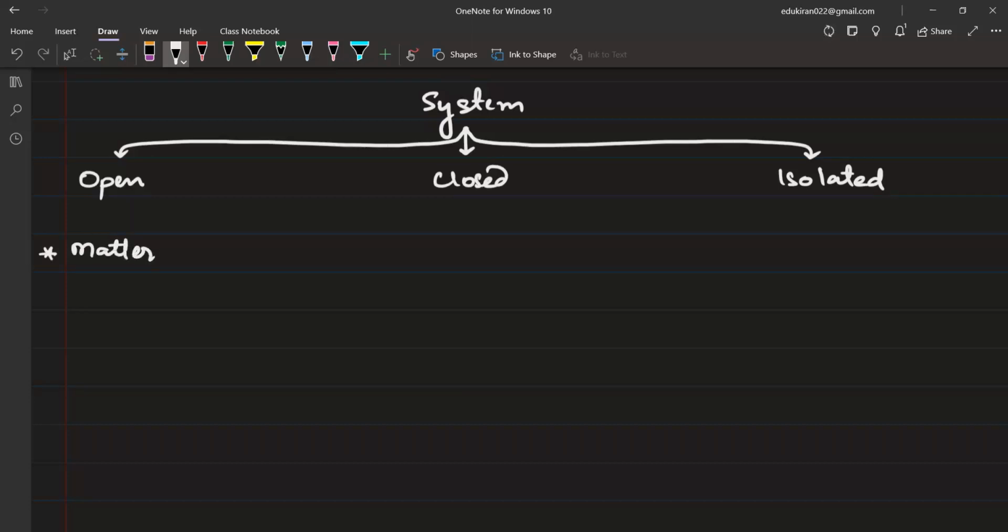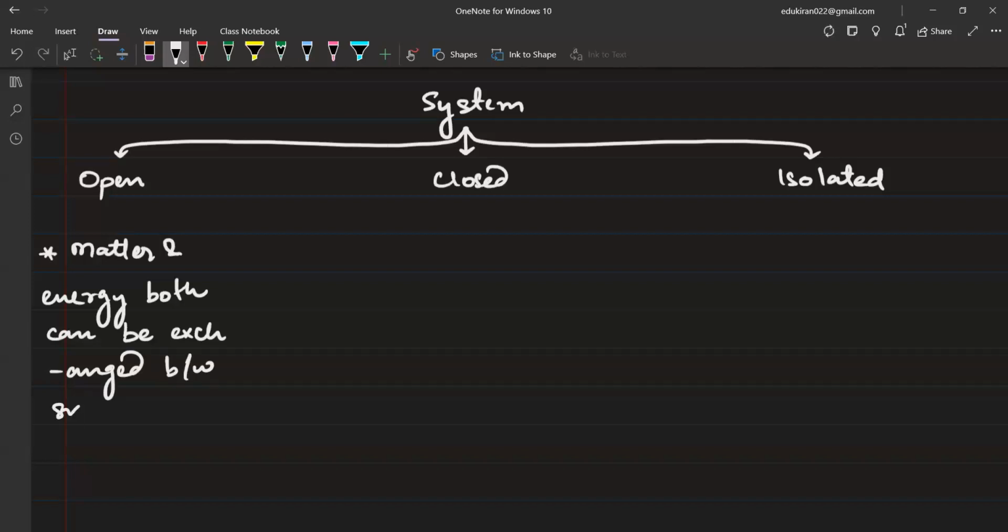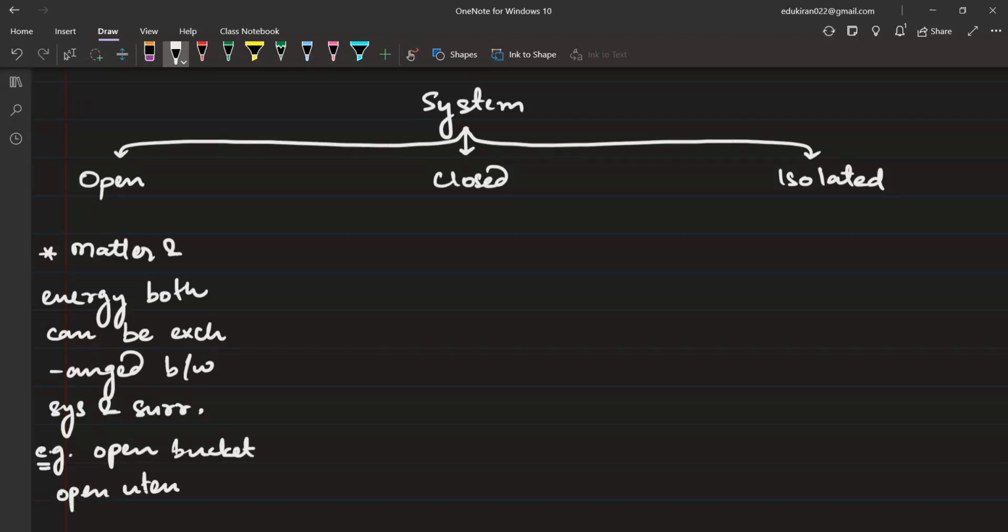Matter and energy both can be exchanged between system and surrounding. For example, you have open bucket, you have open utensil, etc. All of these are examples of what? Open system. In closed system, what will happen?